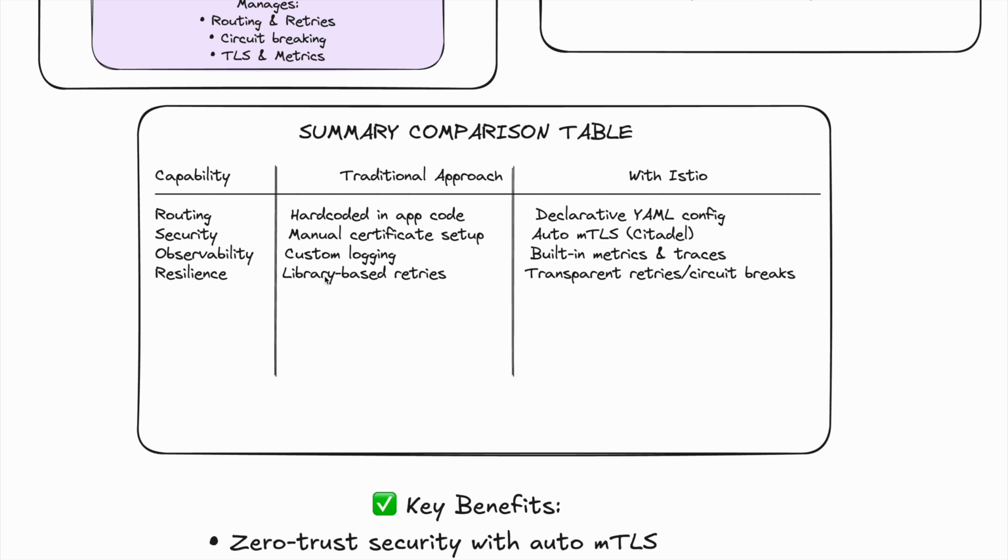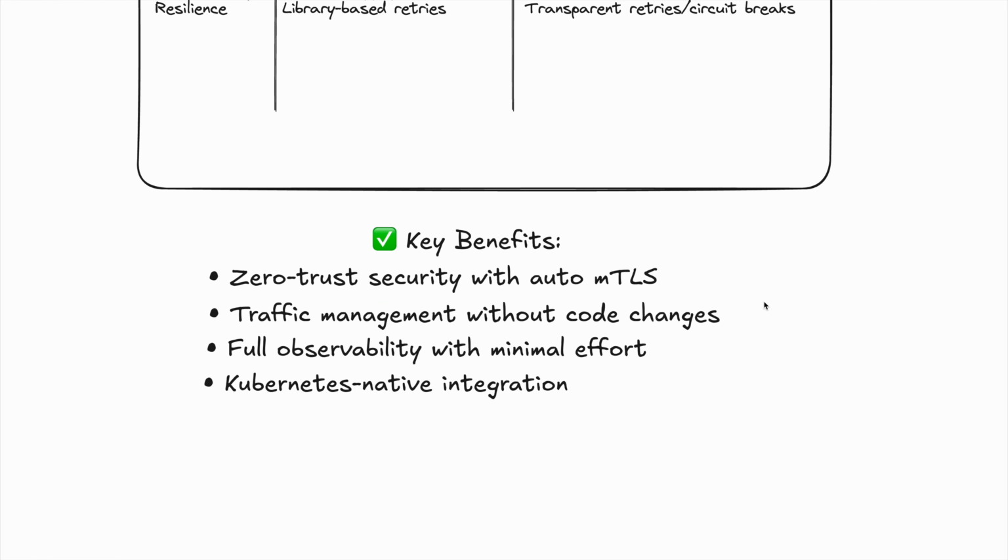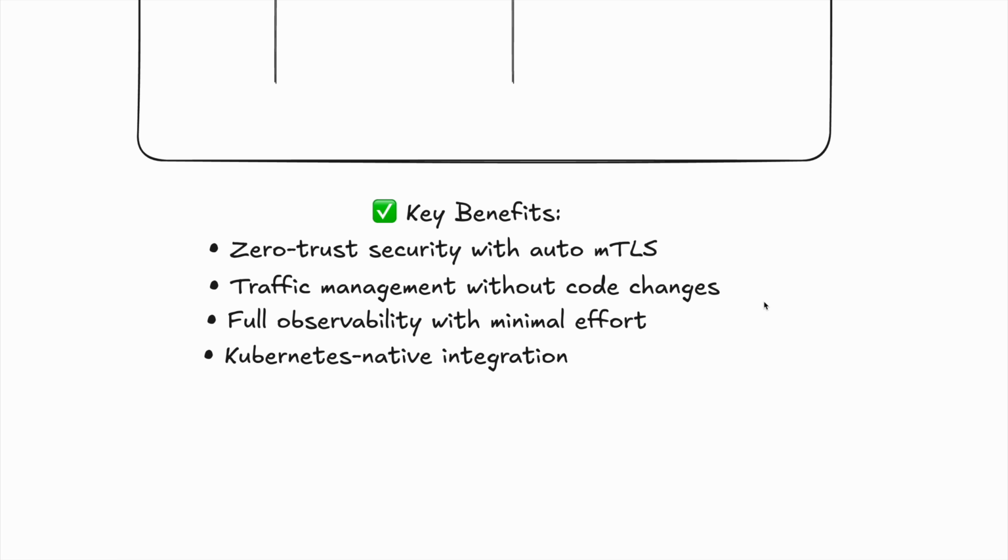For the observability, we used to have custom logging, but now we have built-in metrics and traces, which are centralized. For the resilience, we had library-based retries, but now we have transparent retries and circuit breaks. So what are the key benefits after introducing Istio?